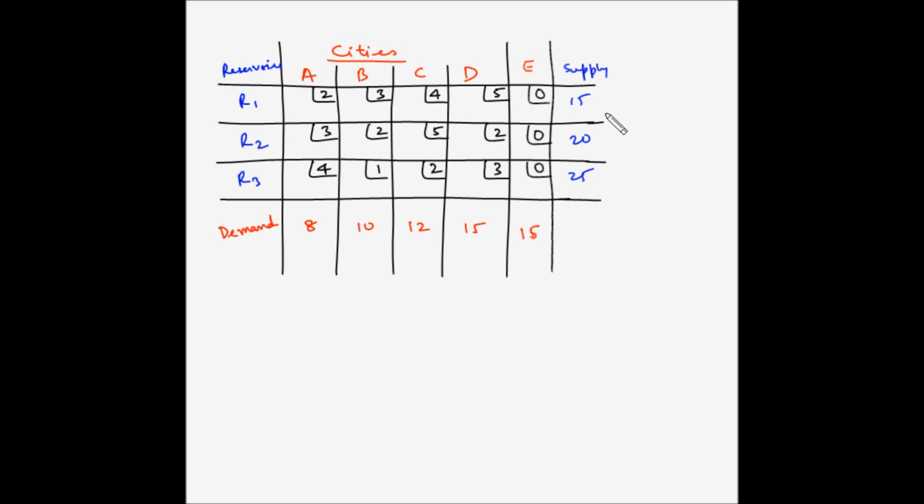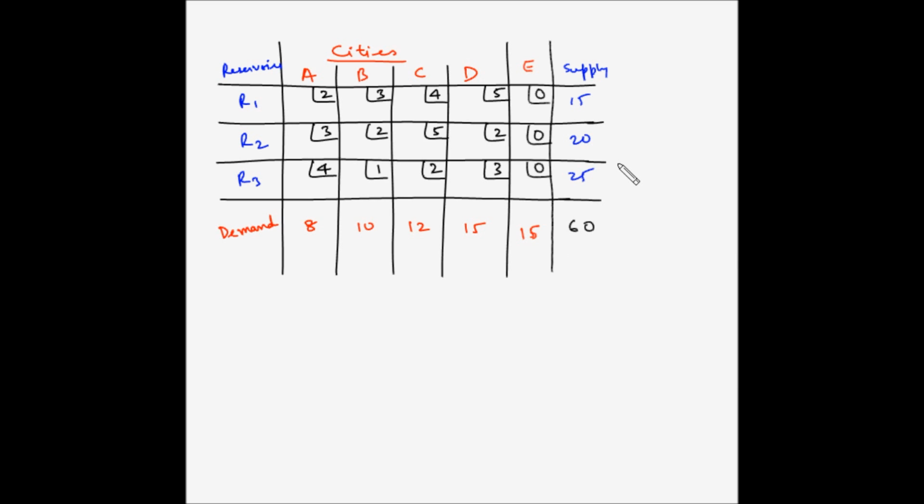So now let's add up the total demand and supply. So the total supply is 15 plus 20, which is 35, plus 25, which is 60, and the total demand 8 plus 10 is 18, plus 12 is 30, plus 15 is 45, plus 15 is 60. So now the total demand is equal to the total supply, which is equal to 60. And so now we can use the transportation model to solve this problem.